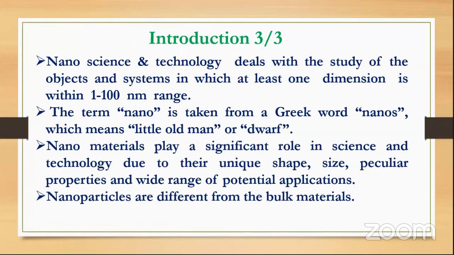So what is nanotechnology? Nanoscience and nanotechnology deal with the study of objects and systems in which at least one dimension is within the range of 1 to 100 nanometers. The term nano is taken from a Greek word meaning little old man or dwarf. Nanomaterials play a significant role in science and technology due to their unique shape, size, peculiar properties, and wide range of applications. Nanomaterials differ from bulk, normal material.